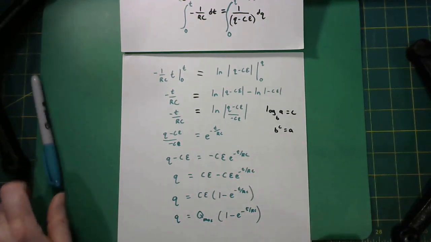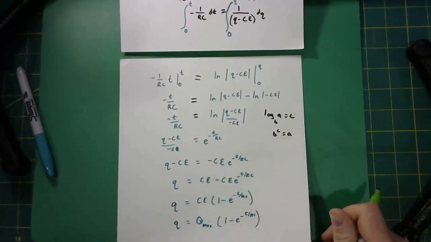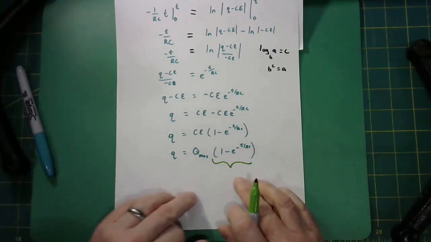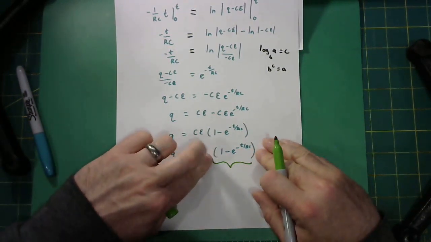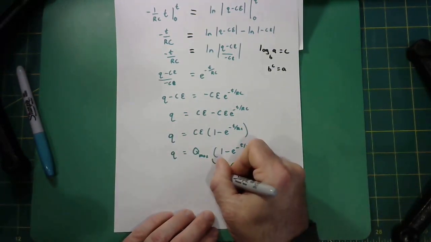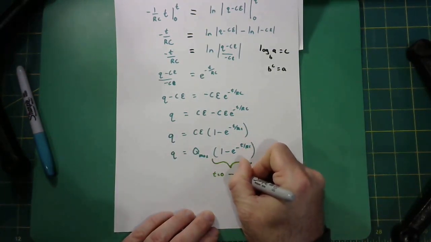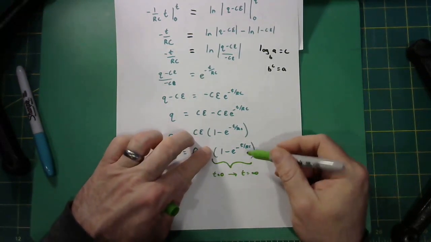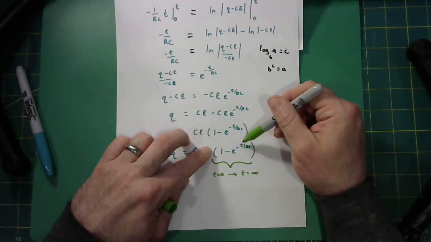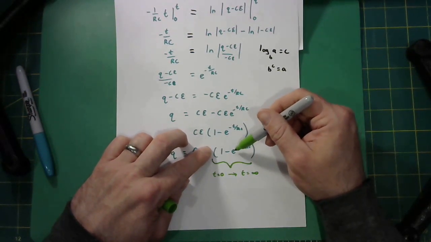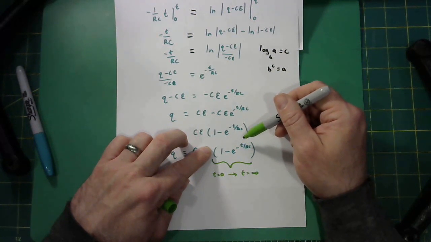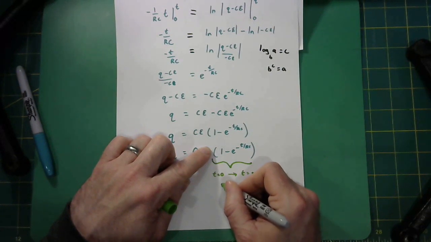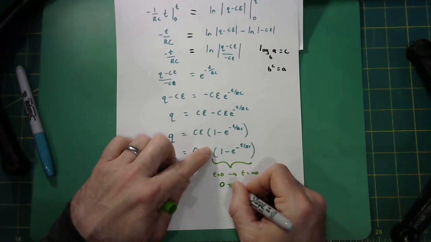But here's the thing. This chunk here, this bit, let's think about what this is actually going to be equal to at t equals 0, and then as we head to t equals infinity. When time is 0, this is going to be 1 minus e to the negative 0 over RC, right? So it's going to be e to the 0. E to the 0 is equal to 1. 1 minus 1 is 0. So at time 0, this is going to have a value of 0.